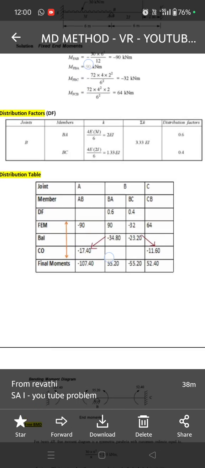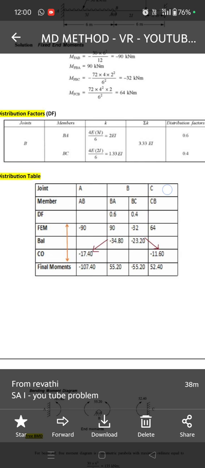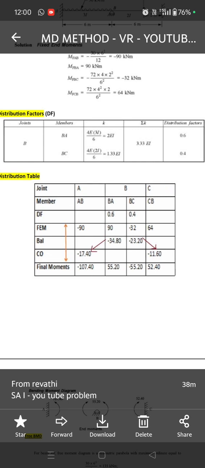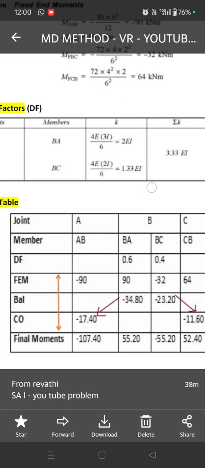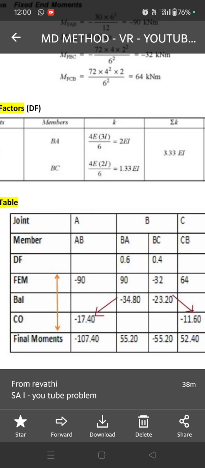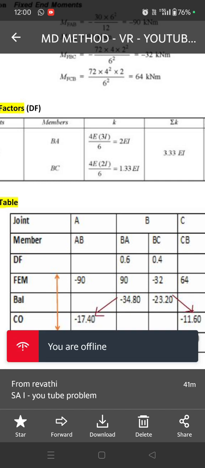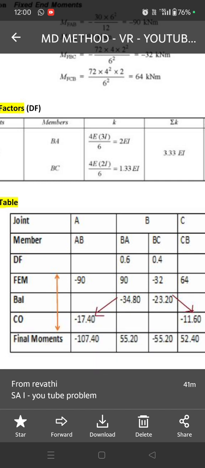Next, we can find the distribution factor. The distribution factor is usually found for the intermediate joint. Here B is the intermediate joint, and at the intermediate joint B, we have two members, BA, that is the left member, and the right member BC. So for each member, we have to find out the stiffness value. The stiffness value is based on the supports. The following formulas can be used.